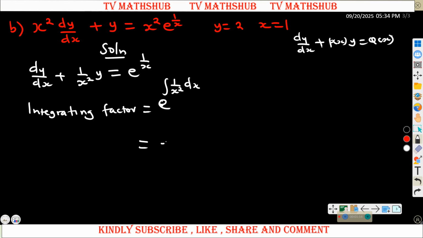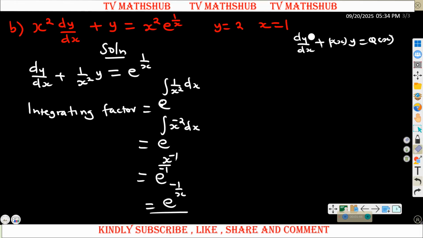This will be the same as e to the power of the integral of x to the power negative 2 dx. To integrate this, you increase the power by 1 and divide by the new power, so this will be x to the power negative 1 divided by negative 1. This will be the same as e to the power of negative 1 over x. So this will be our integrating factor. Having got the integrating factor, now multiply it into this simplified equation.